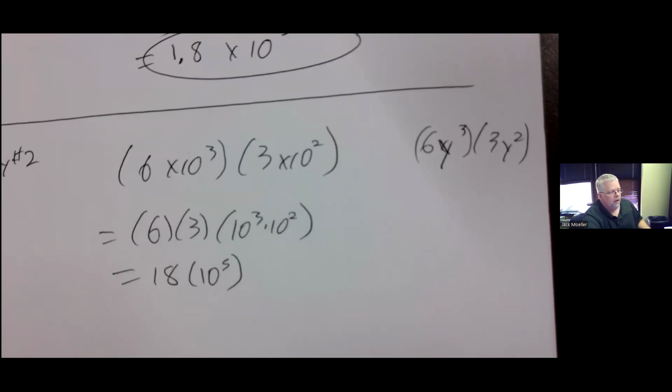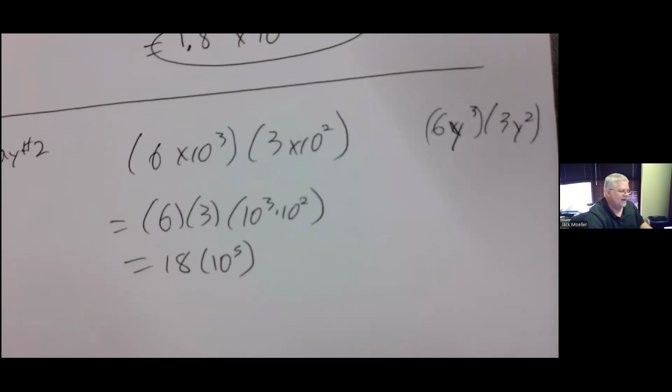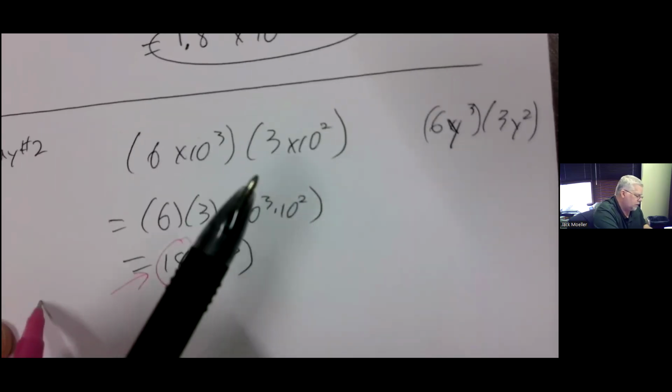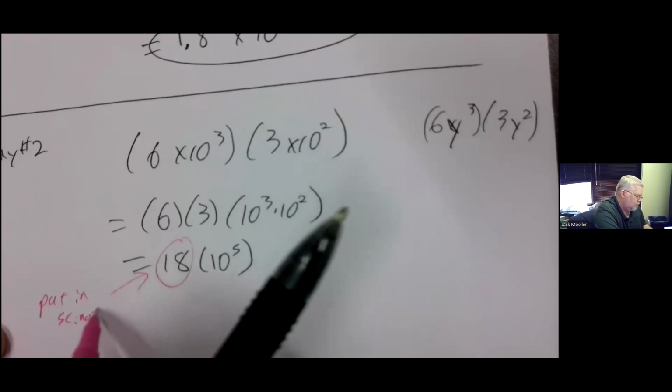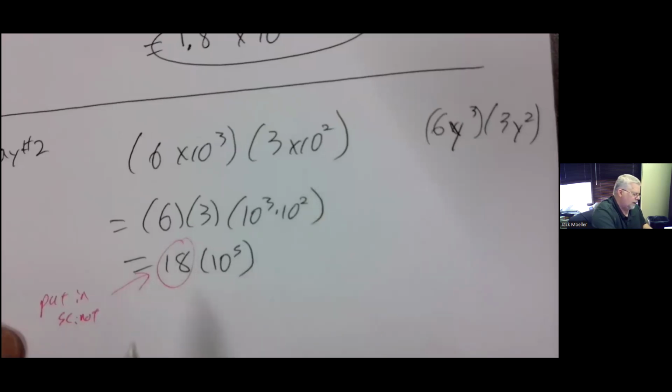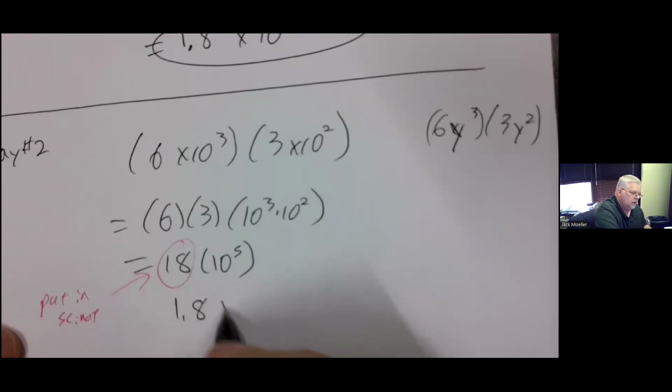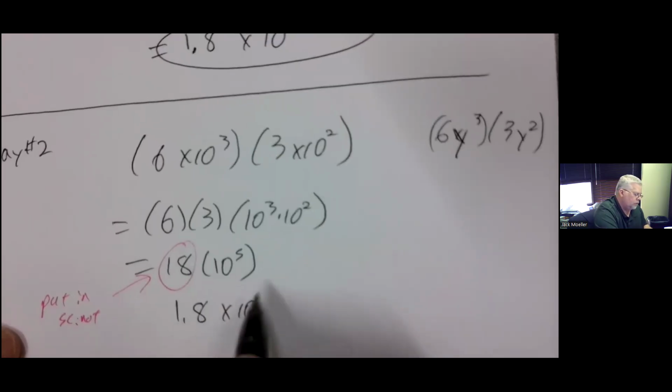But here's the problem. That's not in scientific notation, and it's actually not in standard form either. It's sort of in between. This is sort of like getting a mixed number as an improper fraction, and you've got to play with it. So what you have to do is deal with this 18 in scientific notation. 18 is 1.8 times 10. We move the decimal 1 place, so 10 to the first, times 10 to the 5th now.